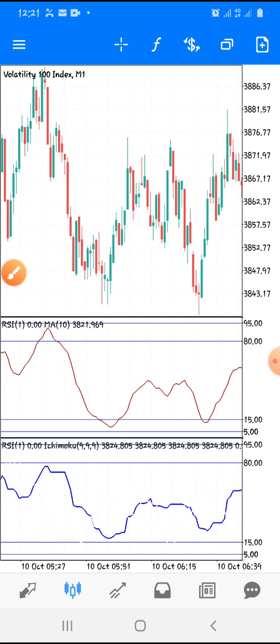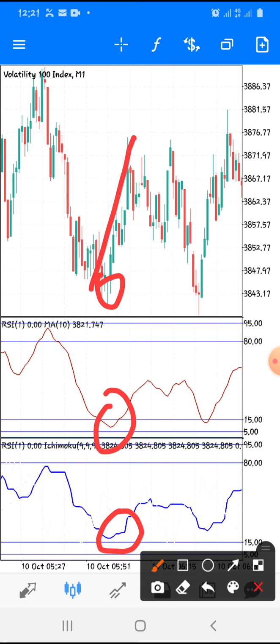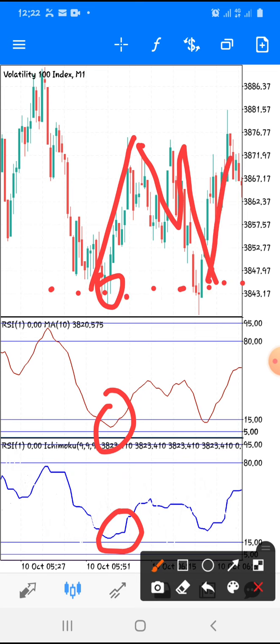So ladies and gentlemen, let me show you a last example. Here you see the level, and also here the Ichimoku is above but closer to 15%, and also here the moving average is between 5 and 15. Then one can take a buy. After taking the buy, the market will be busy making its patterns, respecting this level, and then moving higher.